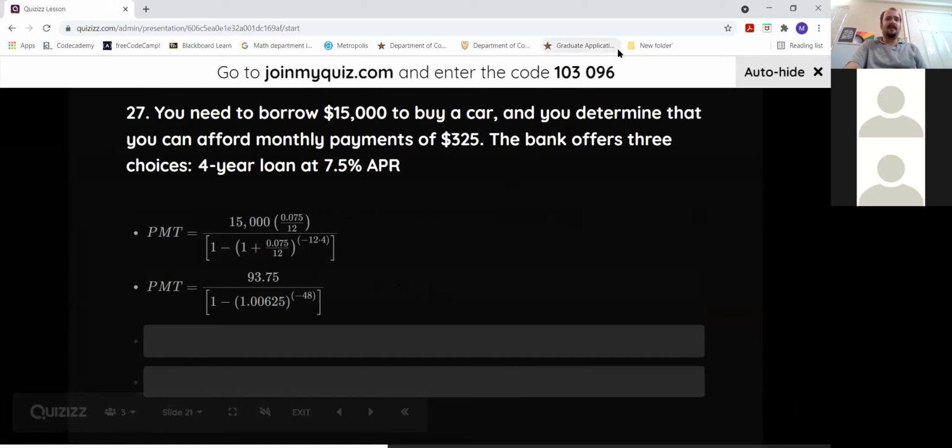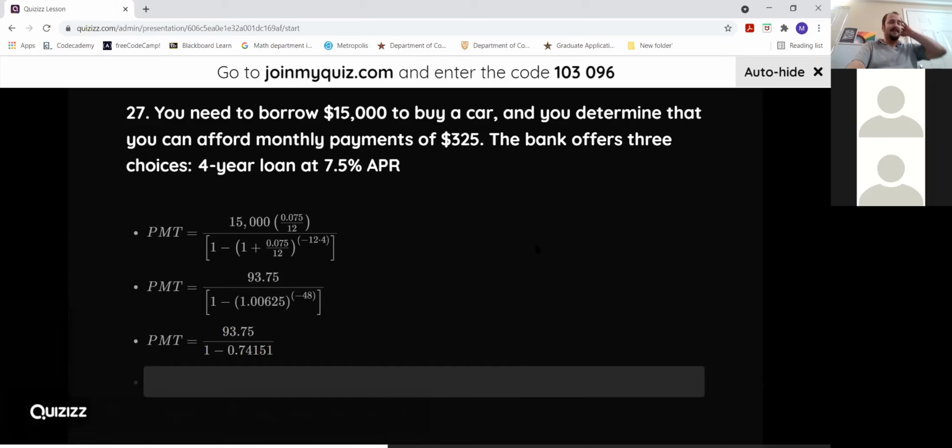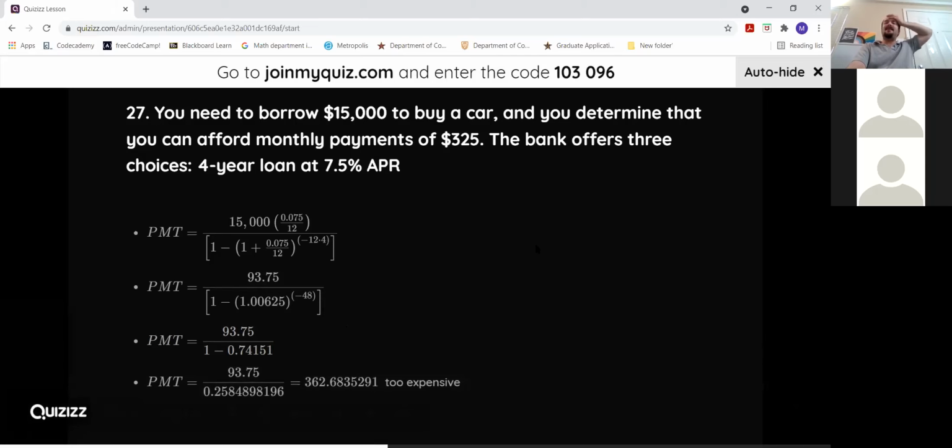If we multiply the top, I get 93.75. If I divide this and add to 1, I'm getting 1.00625 to the minus 48, which gives me 0.74151. I subtract that from 1, and I divide 93.75 by that number. This is giving me 362, 363, somewhere in that ballpark. I can only afford 325, so this is still too expensive.